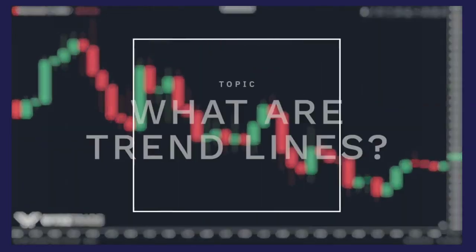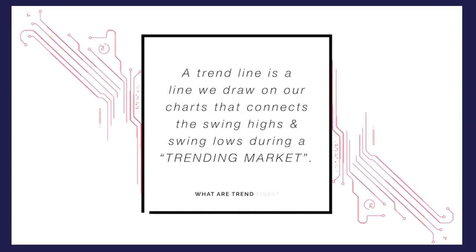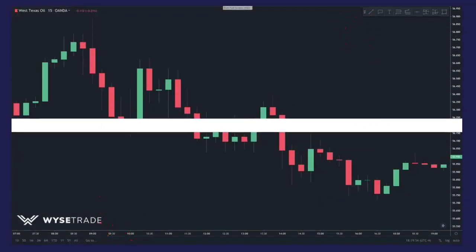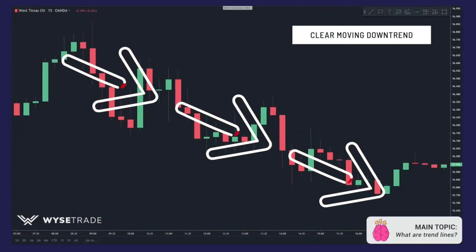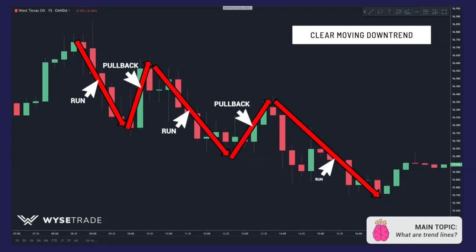So first, what are trend lines? A trend line is a line we draw on our charts that connects the swing highs and swing lows during a trending market. So here we have a clear downtrend. We have a run, a pullback, a run, a pullback, and a run.